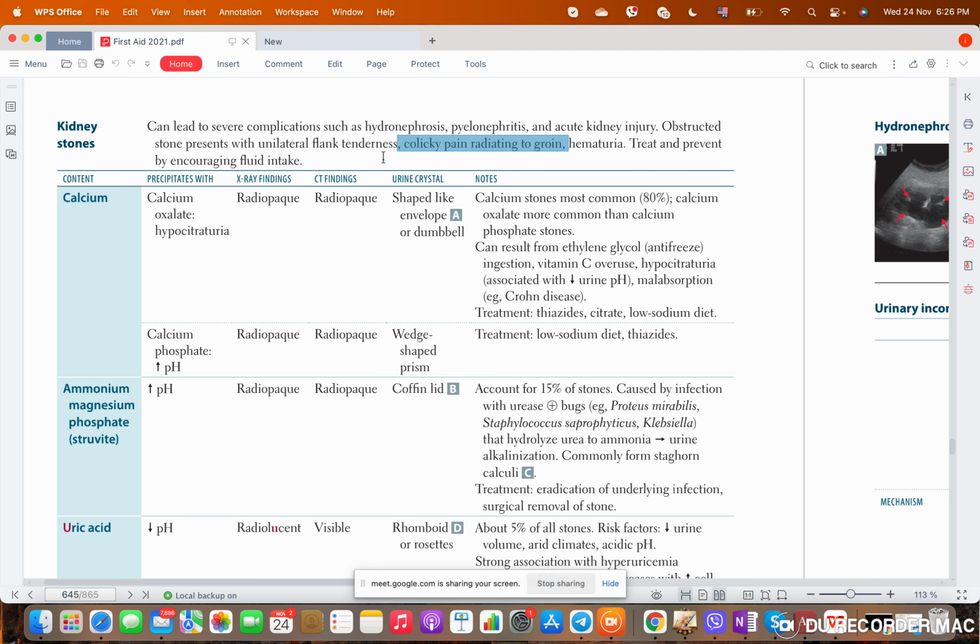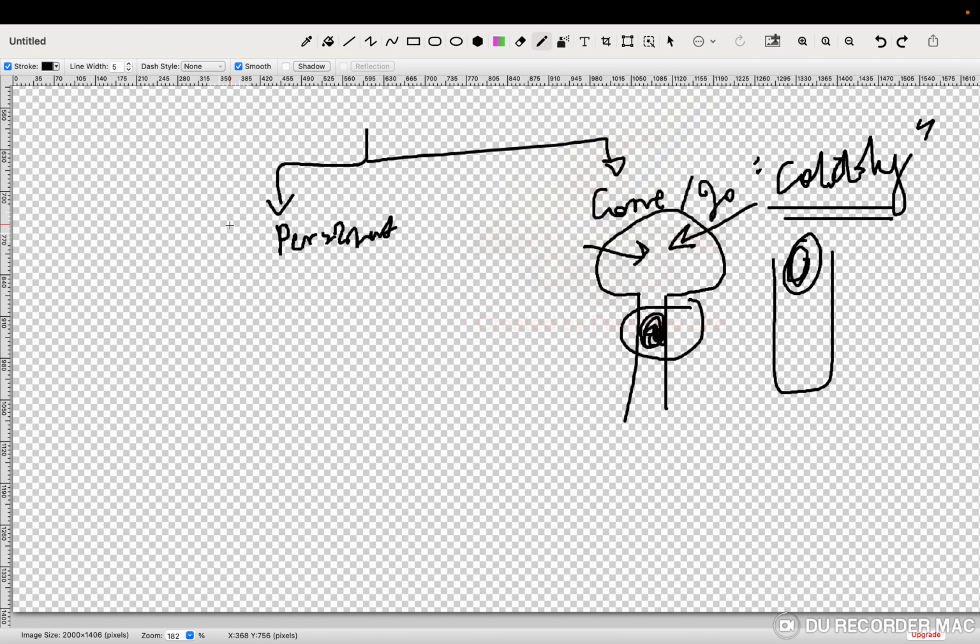Look what they write. Colicky pain radiating to the groin and hematuria. Guys, you remember when we spoke about the glomerulus and I told you that there is an RBC cast in the urine? Where did we make this RBC cast? Was it made in the urethra? Exactly, it was made inside of the tubules. So the cast was made inside of the tubules.